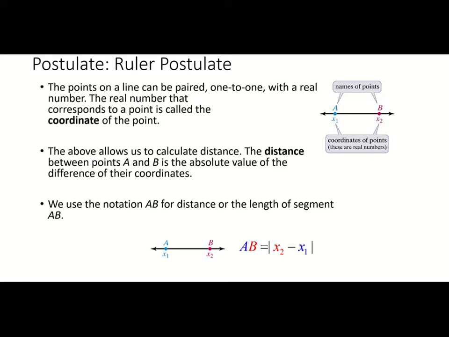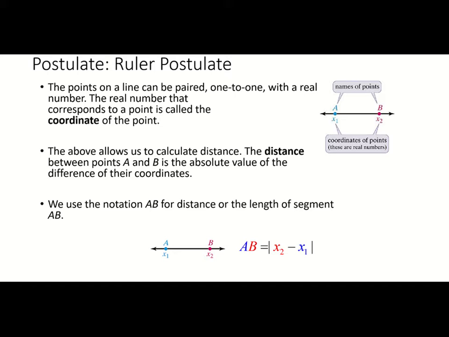All right, so the first thing we're going to talk about today is another postulate. It's the ruler postulate. Anytime you have points on a line, you can also pair those points to numbers on a number line. And that number that corresponds to the point on the line is also called the coordinate of the point. So again, we can measure the distance between those 2 points.